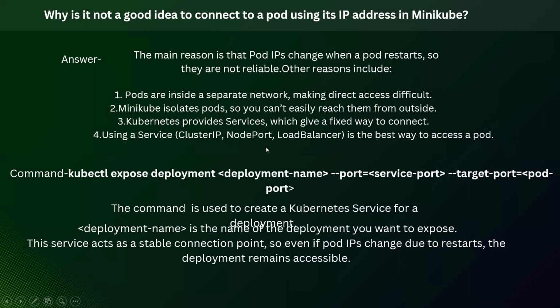The first reason is that pods are inside a network, making direct access difficult. As I explained, pods are inside a separate network. Minikube isolates pods, so you can't easily reach them from outside. From outside, it is not possible right now to connect from my command line terminal directly to a pod. We go inside a Kubernetes cluster, and inside that cluster we write some command to connect to a particular pod inside a particular deployment which is deployed inside a Minikube cluster.